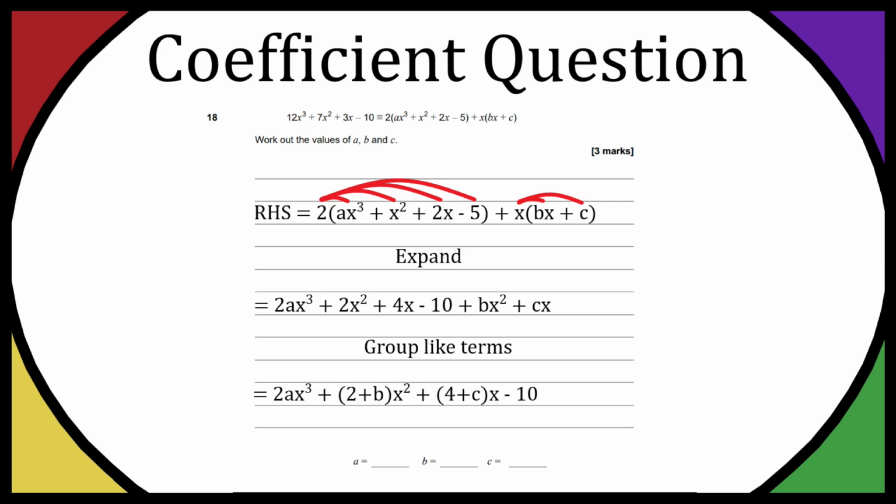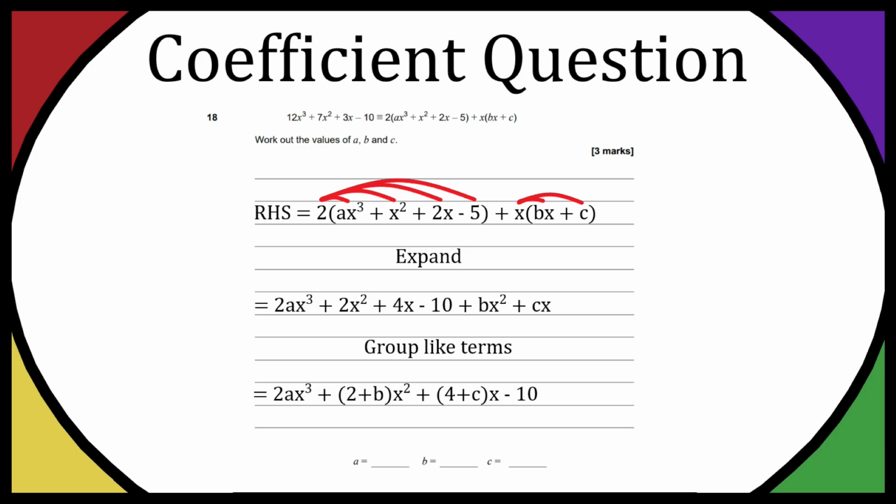So for example, the 2ax cubed is fine, we don't have any other x cubed, but with the x squared we have 2x squared plus bx squared. We want to take out the x squared because that's the like term. So if we simplify that and take out the x squared, it's going to leave us with (2 plus b) times x squared. As for the 4x plus cx, same again. What's the like term we can take from that? It's the x. So if we take out the x, it's going to be (4 plus c) times x. And obviously, if we multiply it back out, we'd be left with the 4x plus cx. And then we just have the minus 10. Hopefully that made sense.